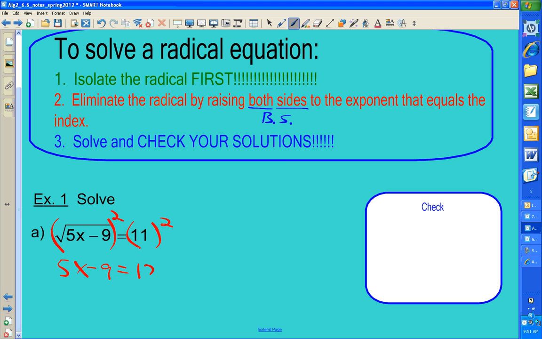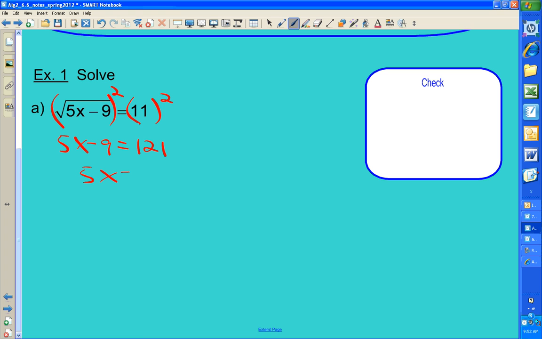121. You know what some people are going to get? Nope. 22. It's a property. You multiply these. You know the property. 11 squared is 121. Now what kind of a problem? Algebra 1. Easy. What do we do? Add 9 and divide by 5.